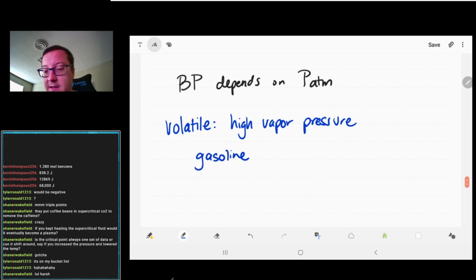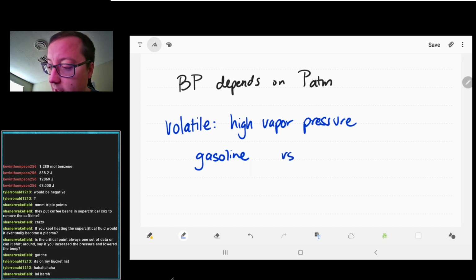We know this because gasoline, if you were to spread it out on the ground or something, is going to evaporate really quickly. We can also smell it. As soon as you start pouring your gas, you can smell the gasoline because it is volatile.